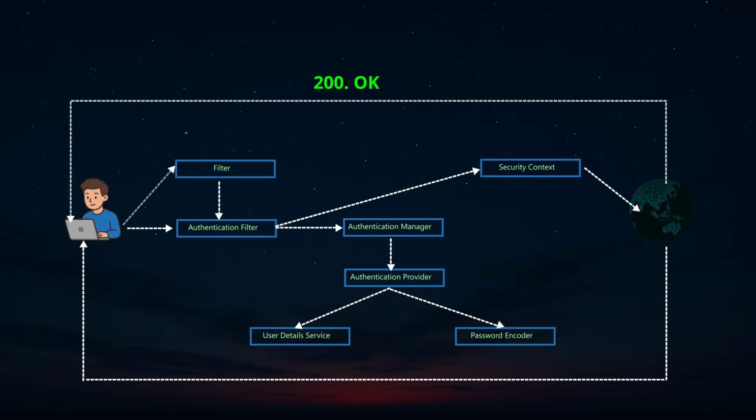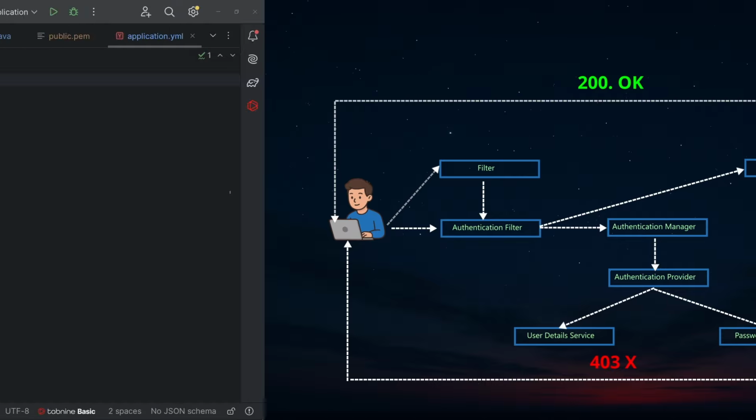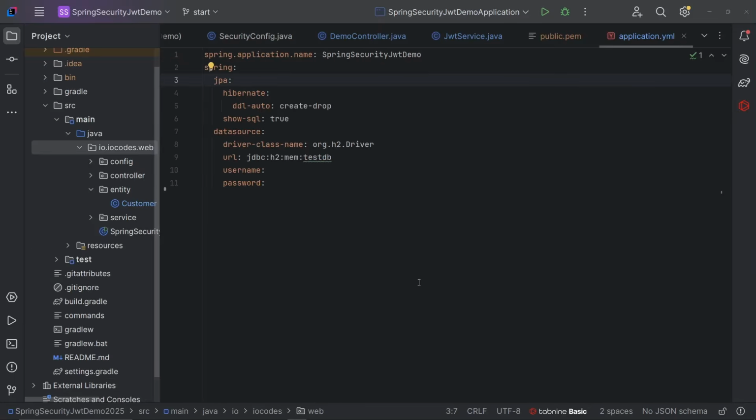However, if this authentication process fails, then we have a scenario whereby a 401 unauthorized or a 403 forbidden is sent back to our client. And this is the whole picture of the Spring Security workflow. Now let's get back to our application. With that explanation, we now have a glimpse of how Spring Security works.